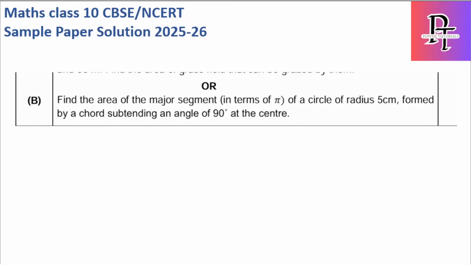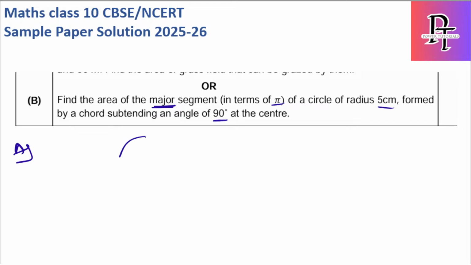Let's move to the next one, the B part. What is the area of the major segment? It's not the minor segment. It is clearly mentioned major segment in terms of pi. So no need to substitute the pi value as 3.14 or 22/7. Just keep it as it is. Of a circle, radius is mentioned, found by a chord subtending, okay, this is 90 degrees here.